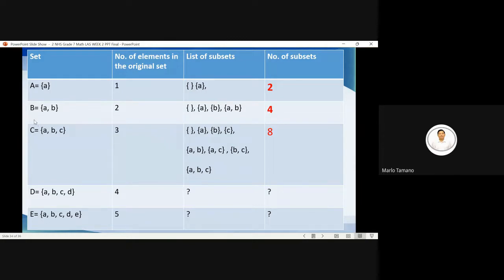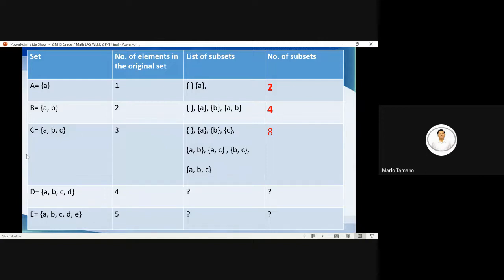Next, set B containing A and B. There are 2 elements. So, number of elements in the original set, 2. List of subsets: empty, then 1 at a time, A, 1 at a time, B, 2 at a time, or the original set given. So count them, that is 4. 1, 2, 3, 4. 4 subsets.